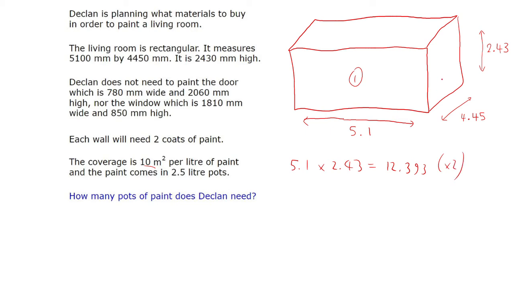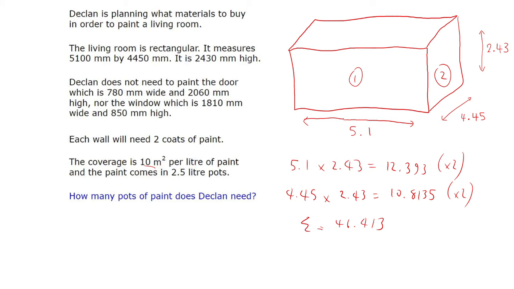The second area I'll call area 2. I'll get that area by doing 4.45 times 2.43, and I get an area of 10.8135, and again I'll multiply that by 2 at some point. So once I multiply this area by 2 and add it to this area multiplied by 2, I get a sum of a total of 46.413. Now that's the area of those 4 walls.